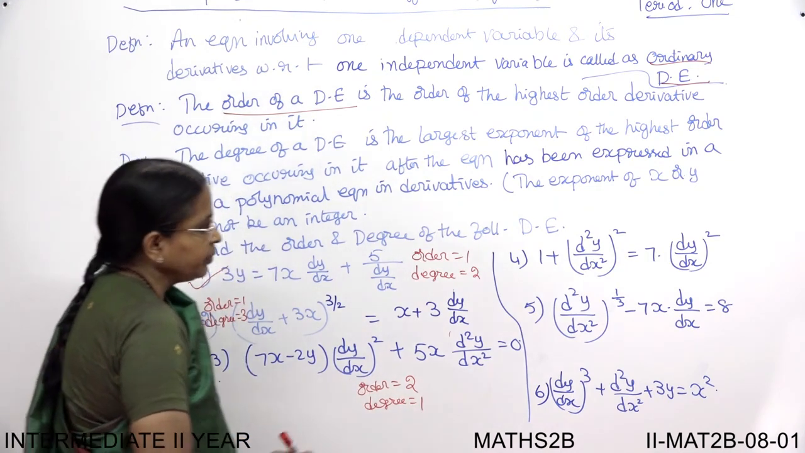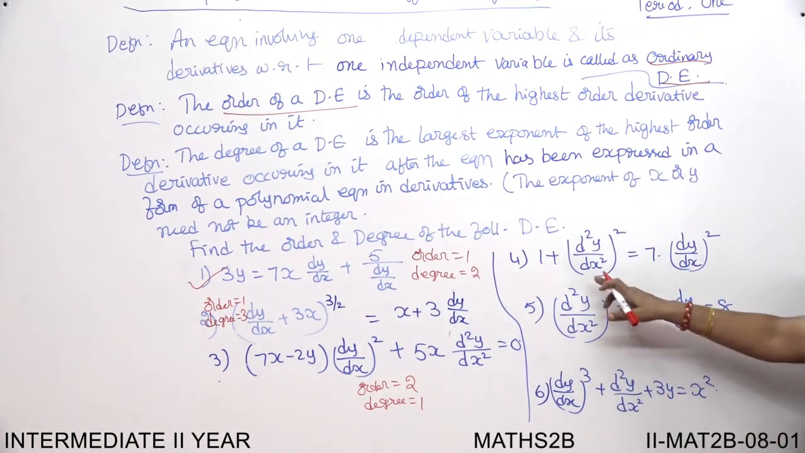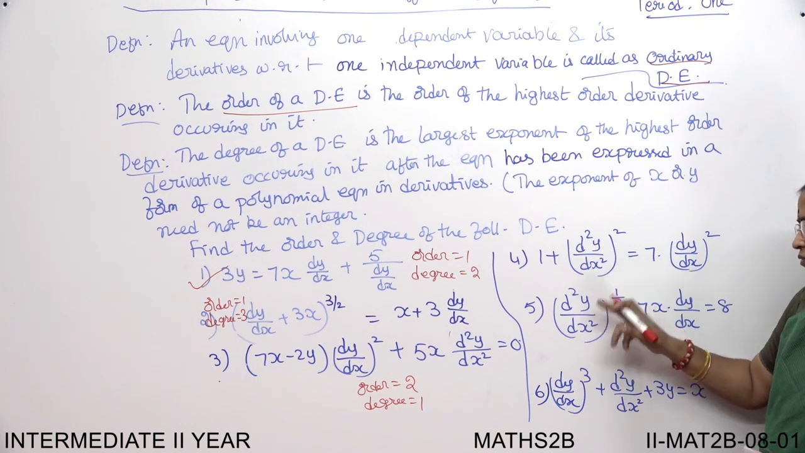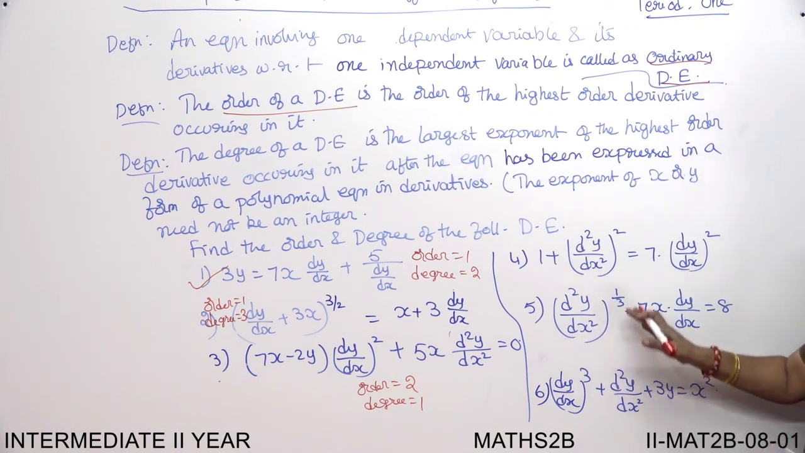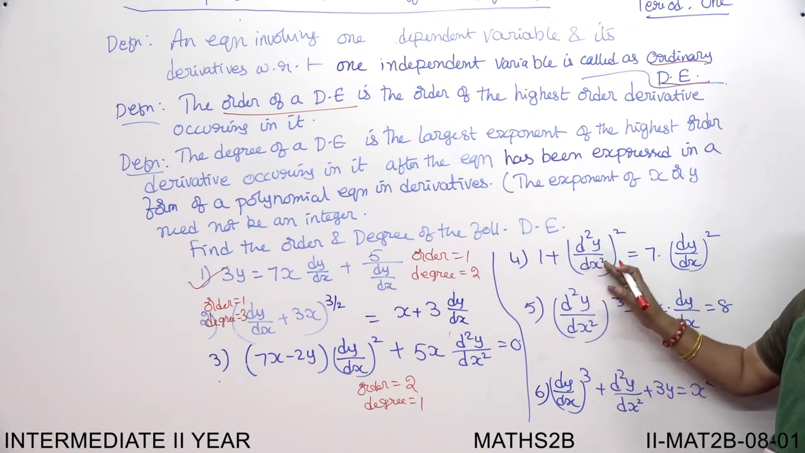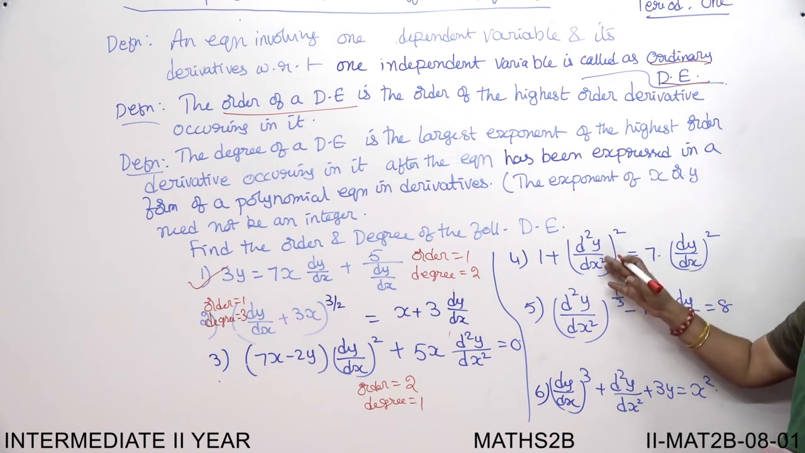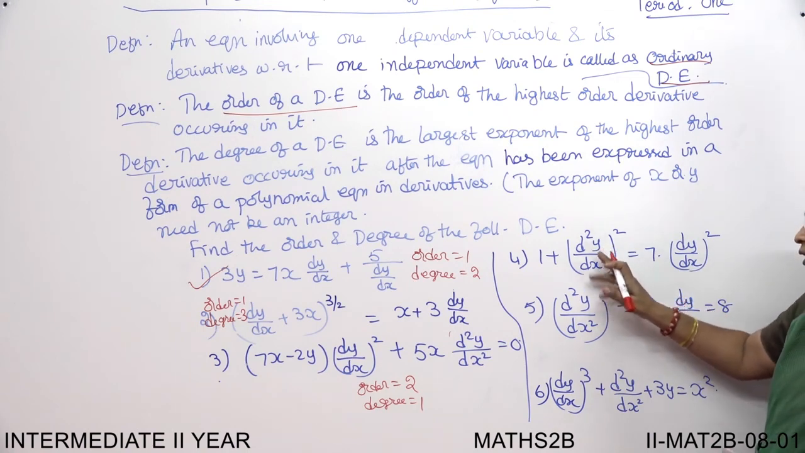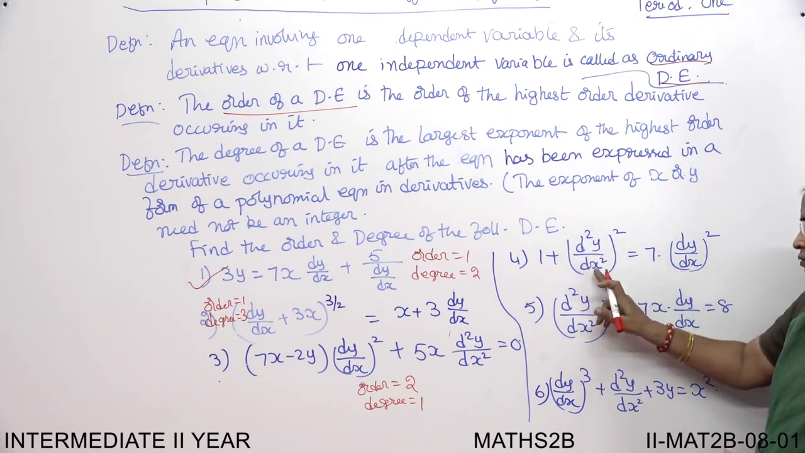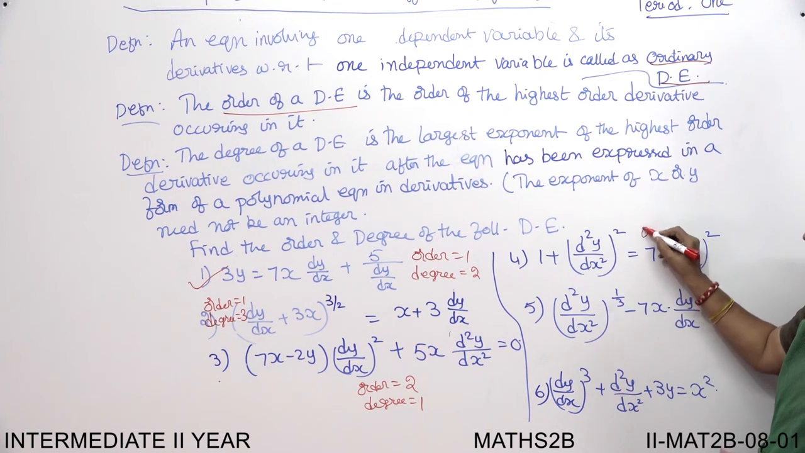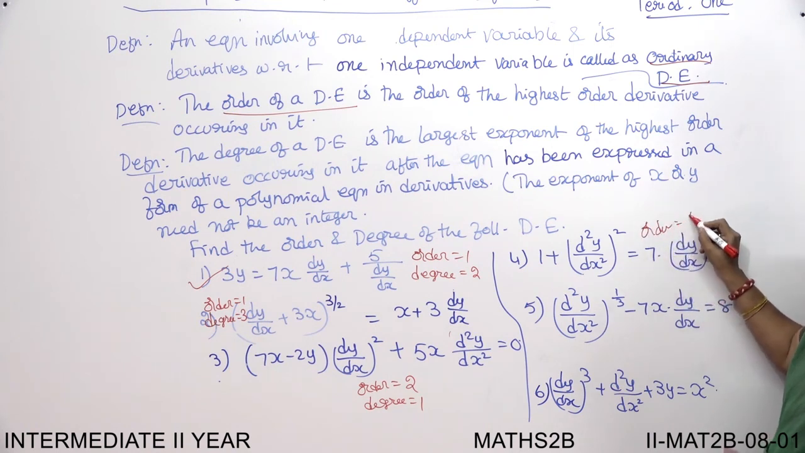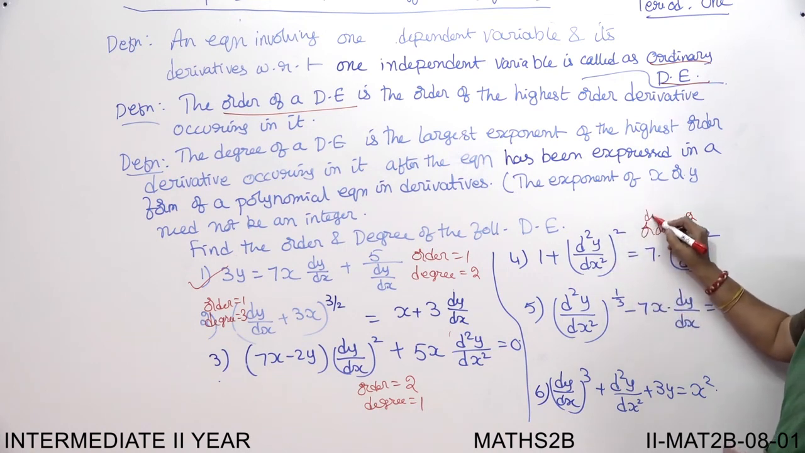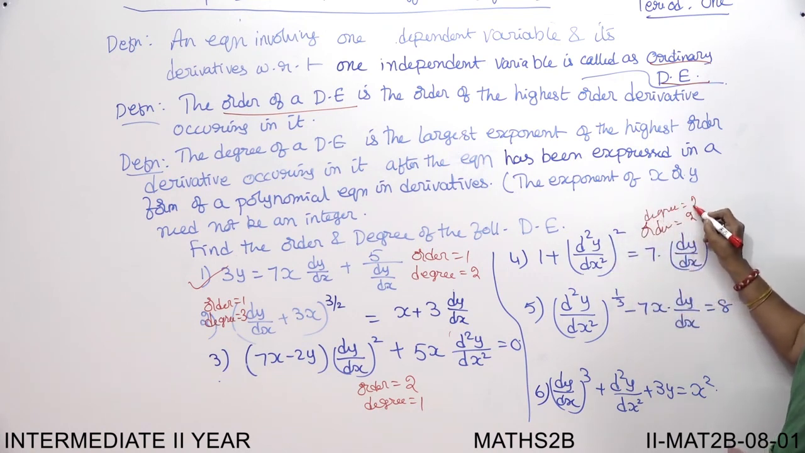So, like this we do. Now, in this case, this is also direct. When you are given the equation, you should first observe whether it has any fractional powers for the derivatives. When it doesn't, you can directly write the order and degree. So here the highest order derivative is d square y by dx square, so the order is 2. What is the highest power of it? 2 only. So the degree of this differential equation is also equal to 2.